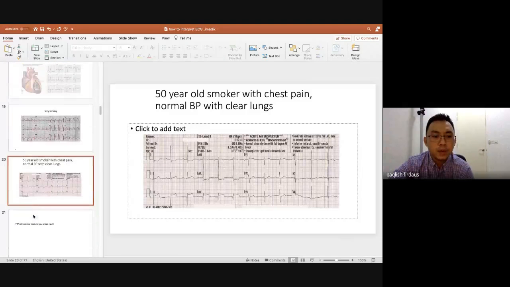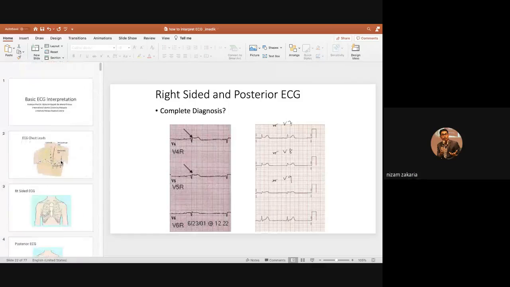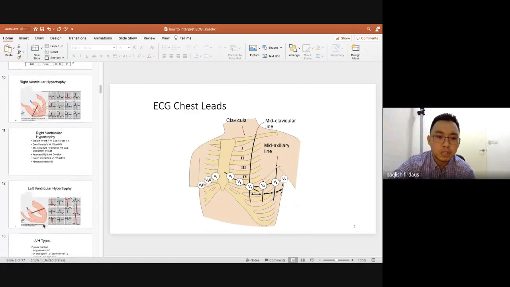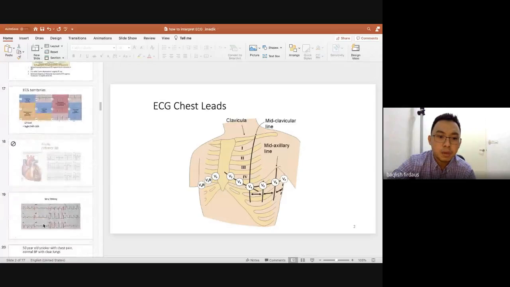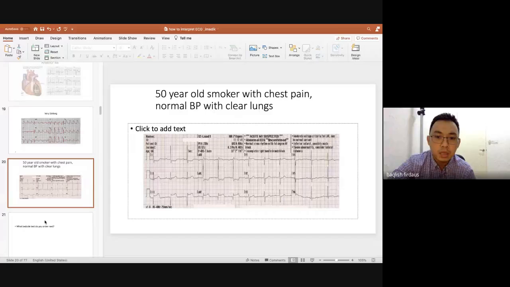So RV involvement means if you do right-sided ECG, you must look at the right side V4, V5, and V6. How we do the right-sided ECG, you must look at the leads V3, V4, V5, V6. If there is ST elevation of more than one small box at the leads V3, 4, 5, or 6, it means there is RV involvement.